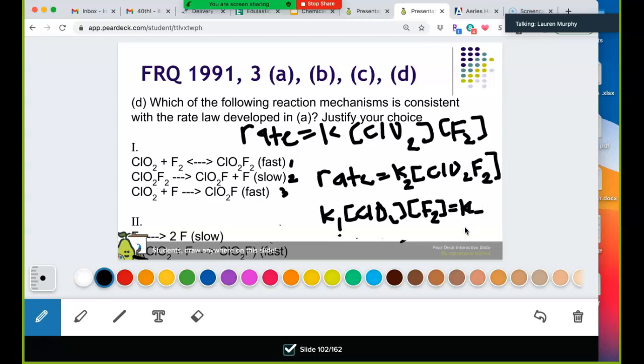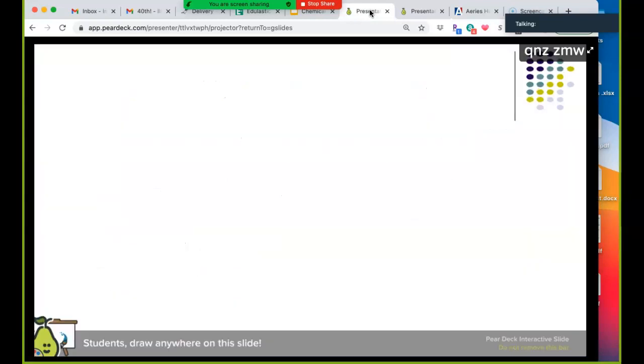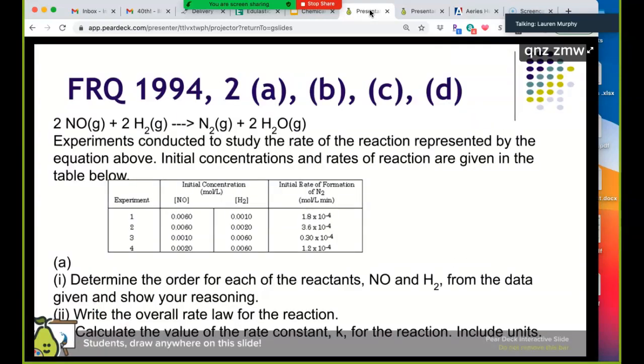Sorry, I'm kind of running out of room. And then there's that intermediate in there. You just move the K minus 1 over and then plug in. And notice it's going to match now, right? You'll have the ClO2 in there and you'll have the F2 in there. And now that mechanism is consistent with our experimentally determined rate law. All right, last one for today.